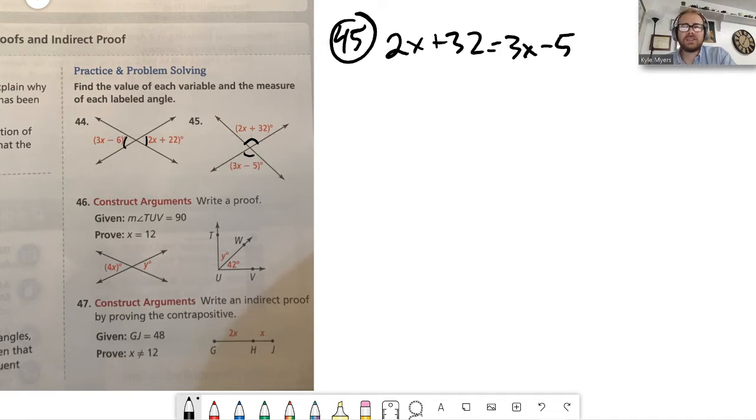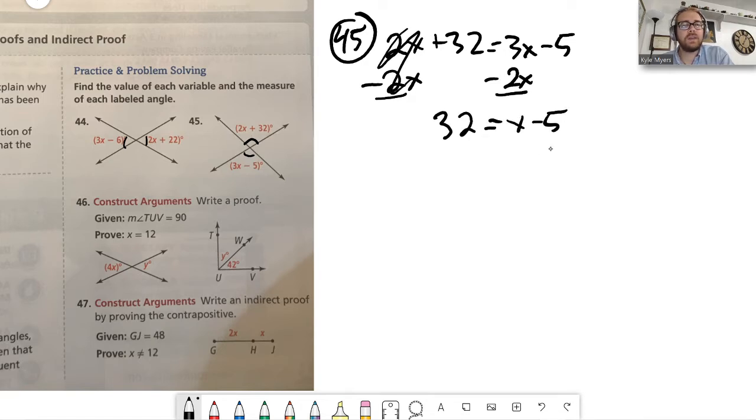Okay, so this one actually works out really well, just like the last one. I can just subtract 2x on both sides. So that happens. And then I get 32 is equal to x minus 5. Notice I put the x's together first. Pretty much always do that. It just makes more sense to do it that way. And then I'm going to add 5 to both sides, so this will be 37.